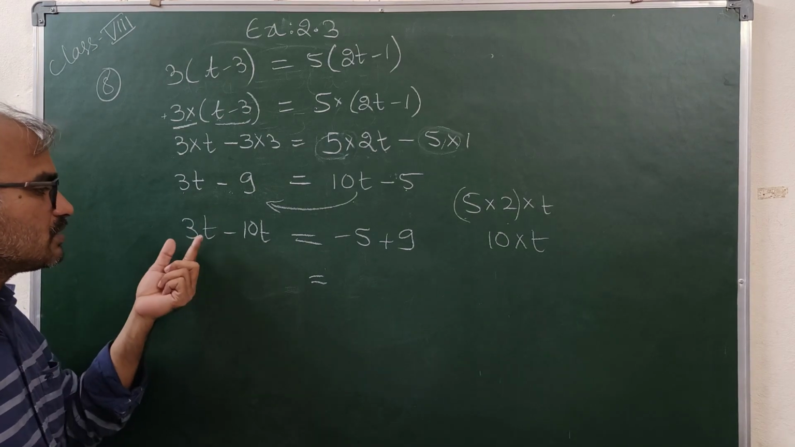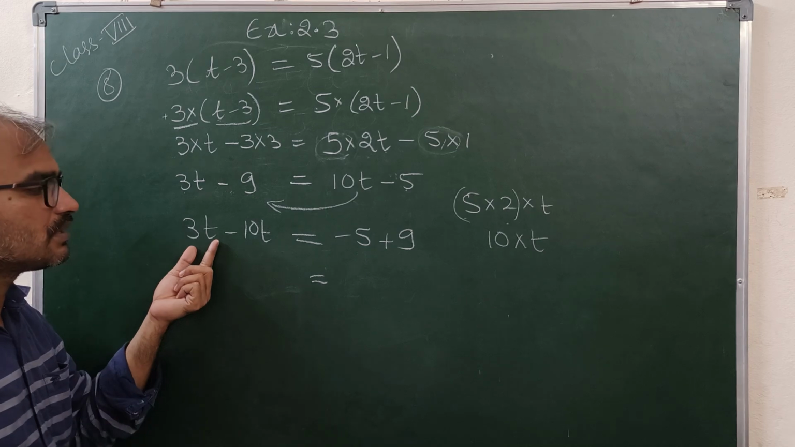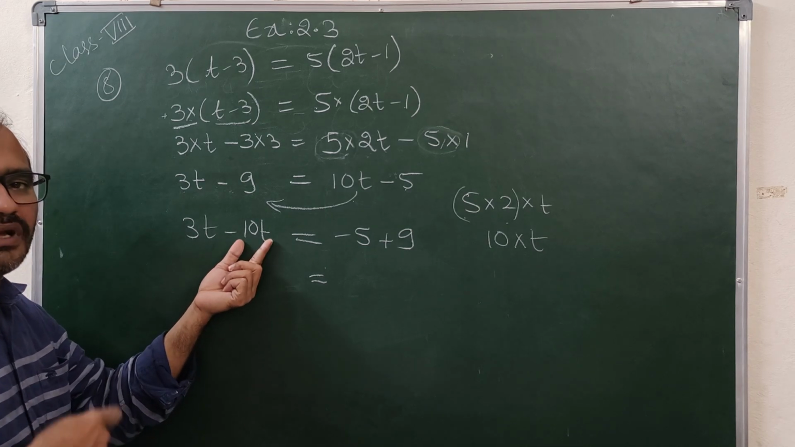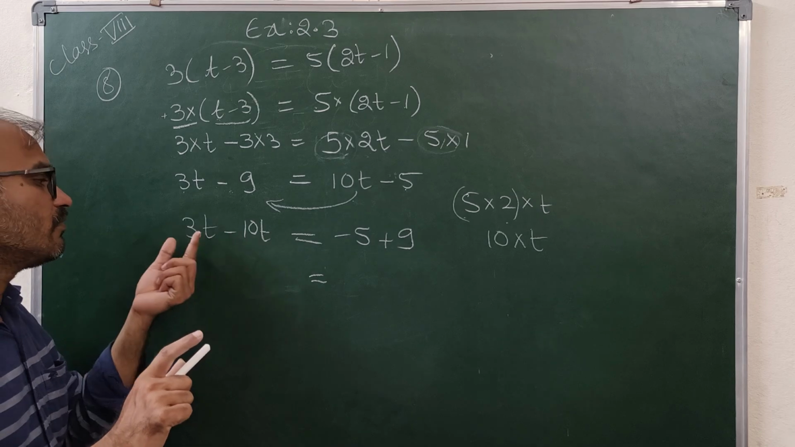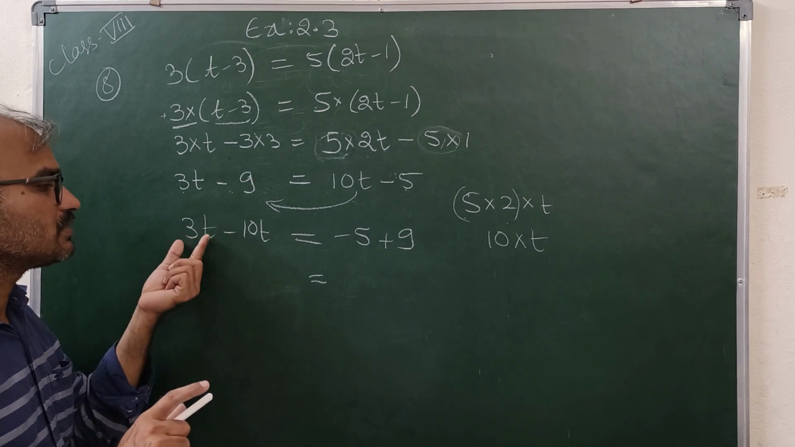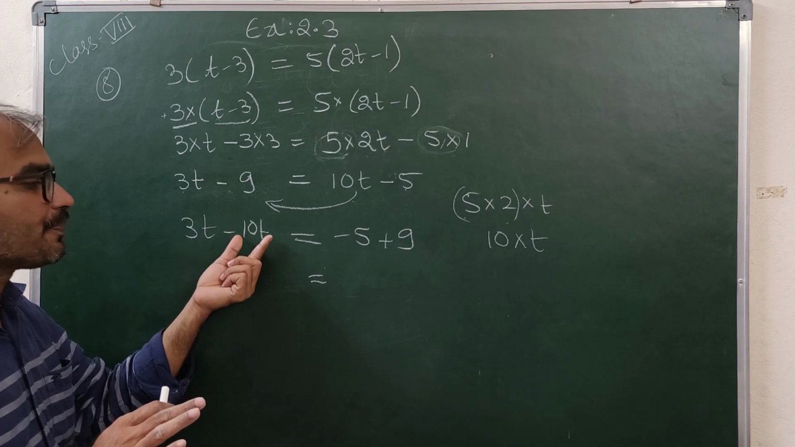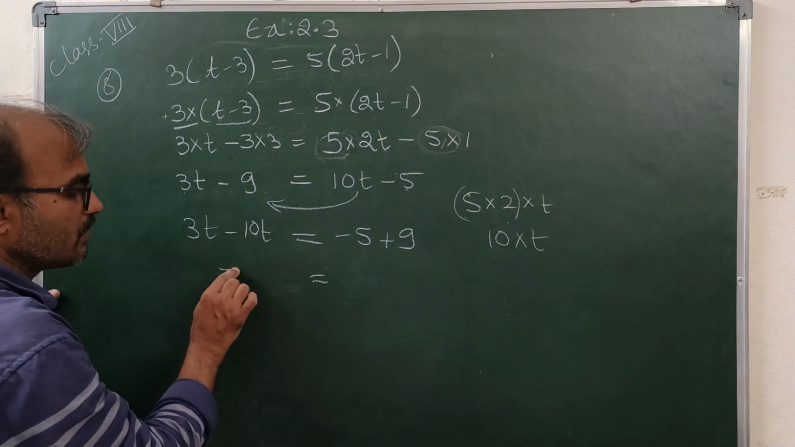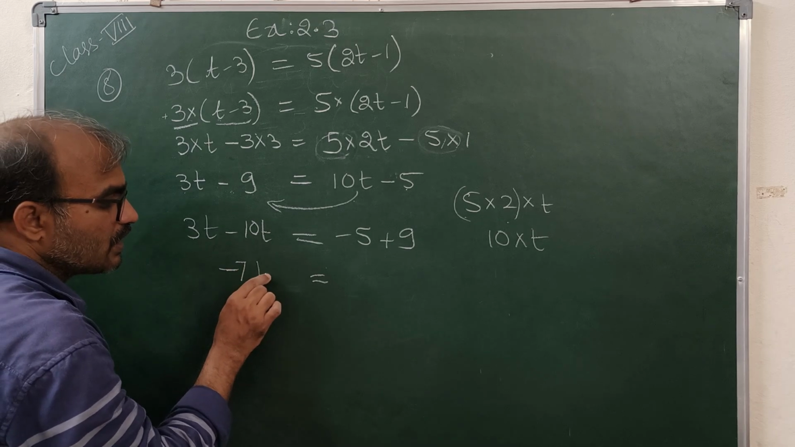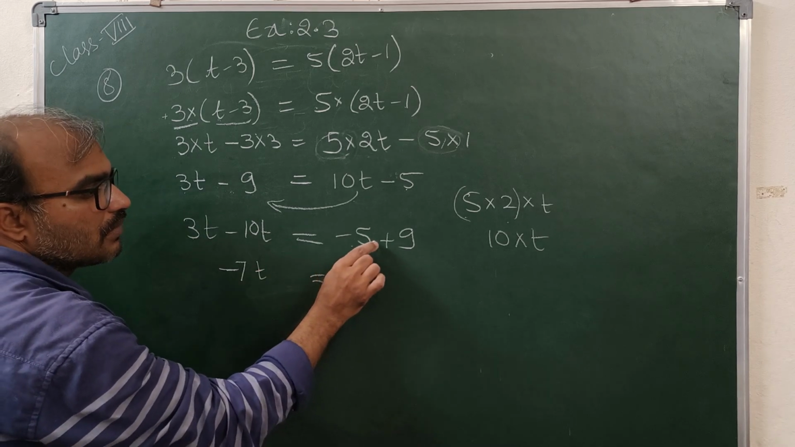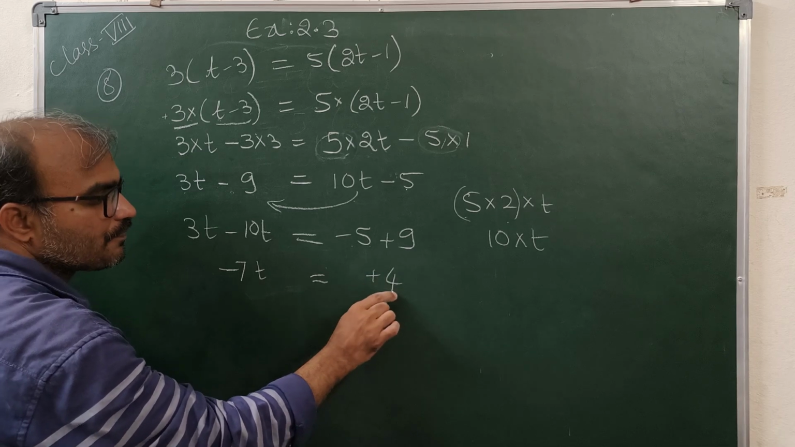3t minus 10t means t plus t plus t, that is 3t, and minus 10t is minus t minus t minus t, 10 times. So from 3 t's, plus 3 t's and minus 3 t's will get cancelled. How many will remain? Minus 7 will remain. Minus 7 times t. Minus 5 plus 9 is here plus 4, right?